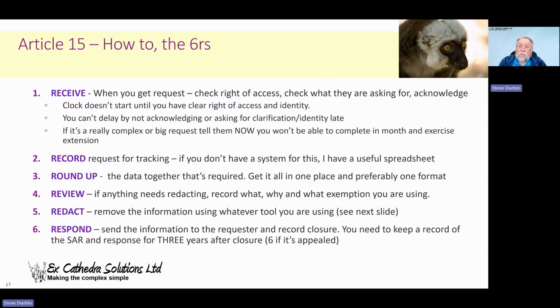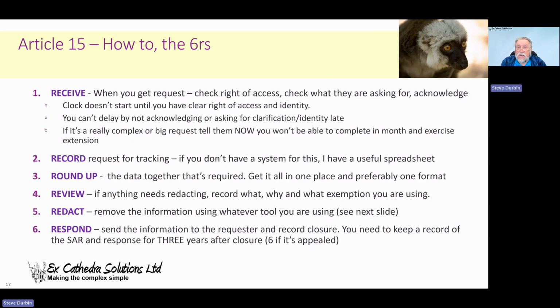Okay. If it's a really complicated or big request, tell them now if you won't be able to complete within the month and exercise the extension. Don't wait. Okay. Now, bear in mind, you must always deliver as soon as practicable, and in any case by the correct date.